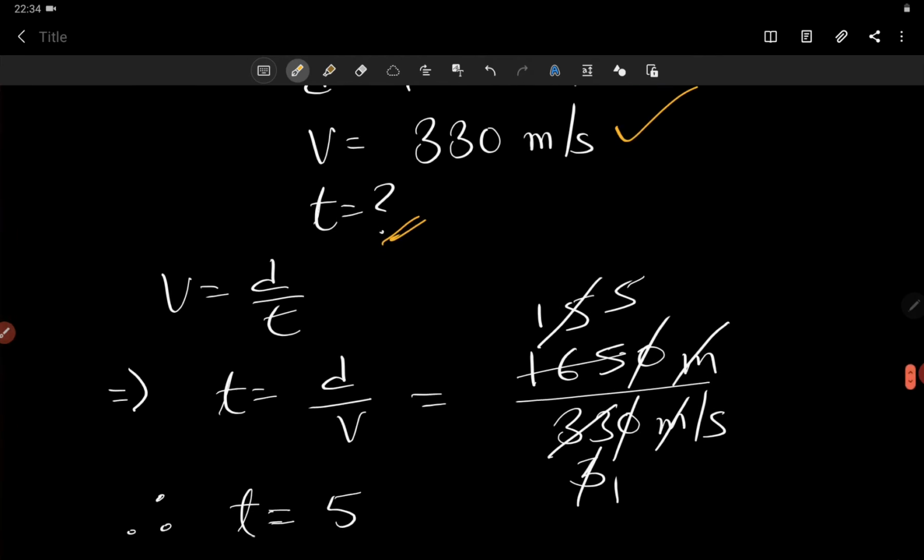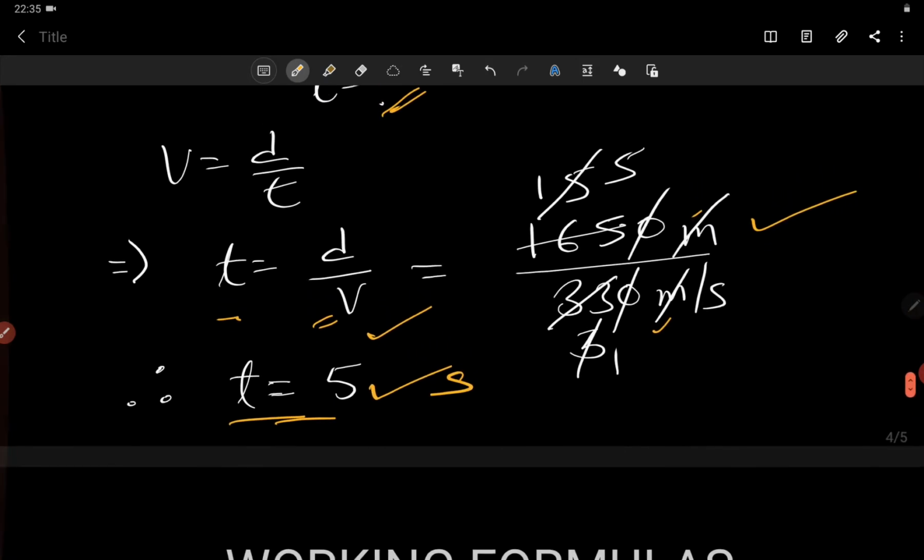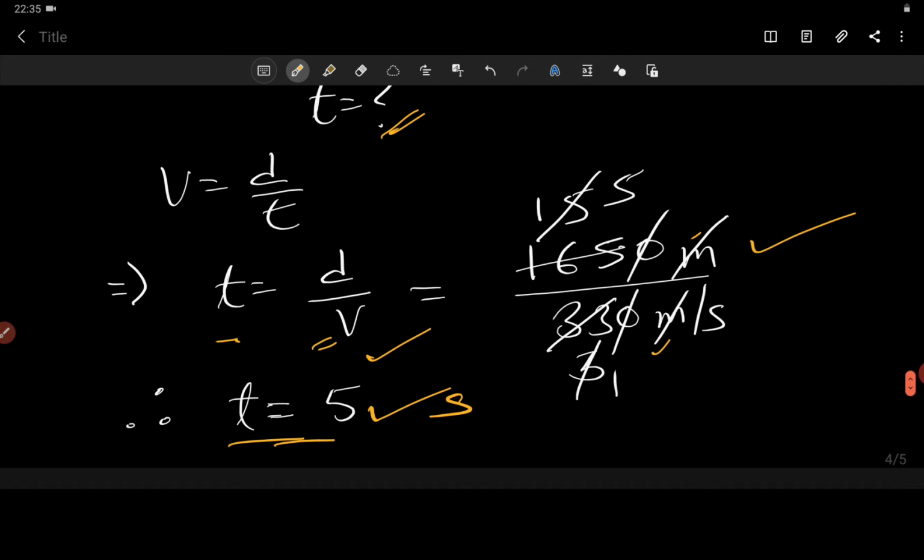So using the formula v equals d upon t, we can write t equals d upon v. Replacing the values of d and v, d is 1650 meter over 330 meter per second. Meter and meter get cancelled, and then by simple cancellation, with 11 and then by 3, I'll get t equals 5 seconds. So I hope this is clear till here, right?